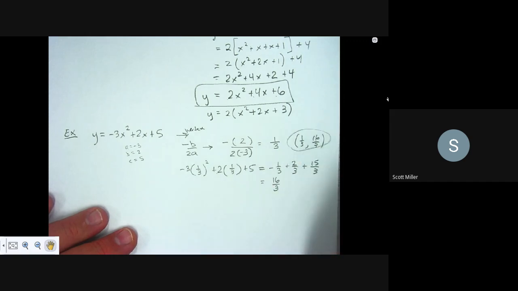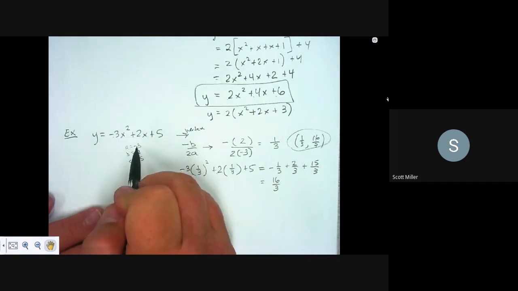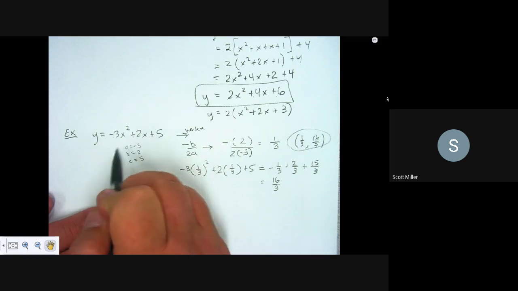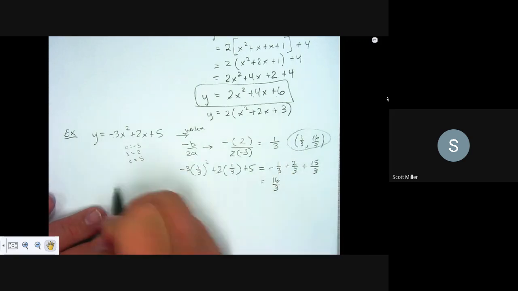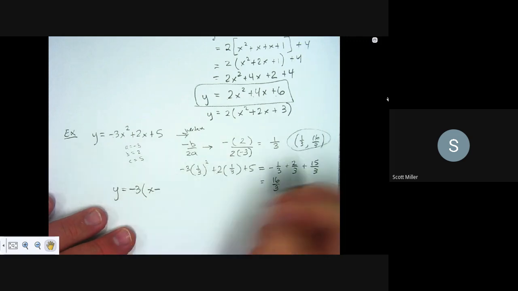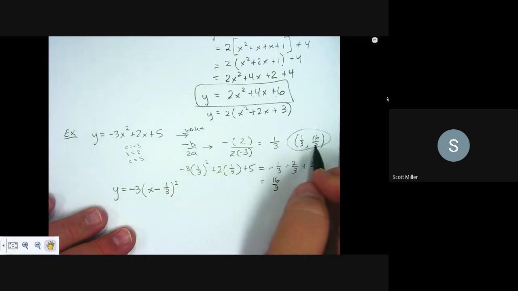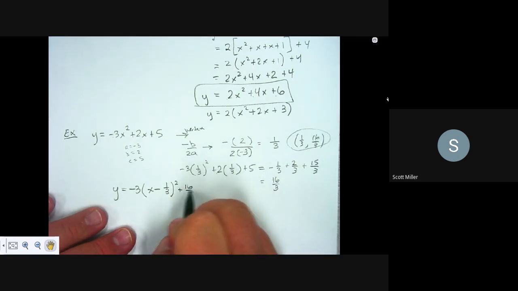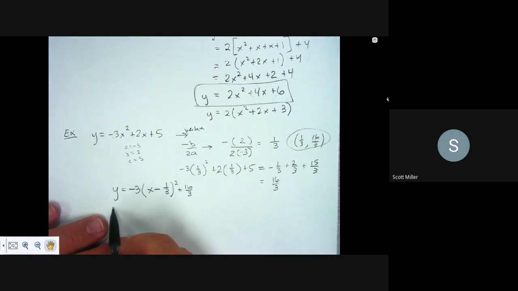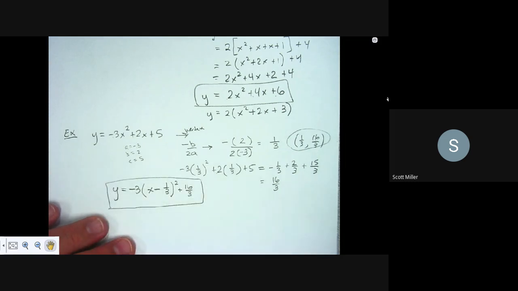That's the vertex. The leading coefficient is negative 3. That's my A. So in my formula, I'm going to have y equals A times (x minus h) squared plus k. If k was negative, then I would put a minus sign here. But it's not, so here we go. So that is my vertex form of that right there.